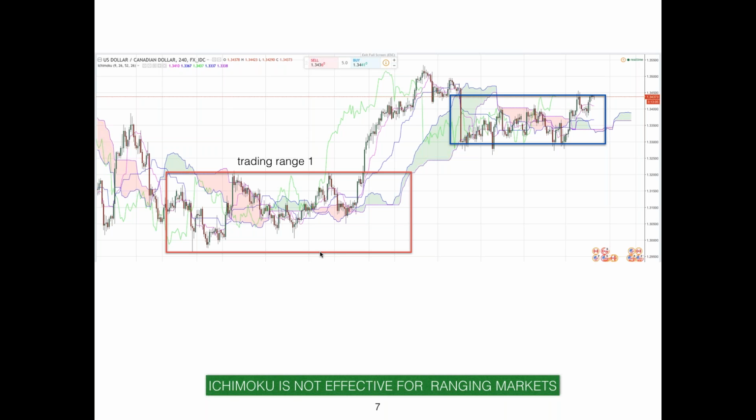Could you use Ichimoku to profit within this range? Could you use Ichimoku signals as a way to enter and exit the market? The answer is no. Ichimoku is not effective for use in ranging markets. You would find that the Ichimoku elements within these ranges are frequently changing. For example, in trading range 1, price crossed above and below the Kijun Sen at least 5 times.